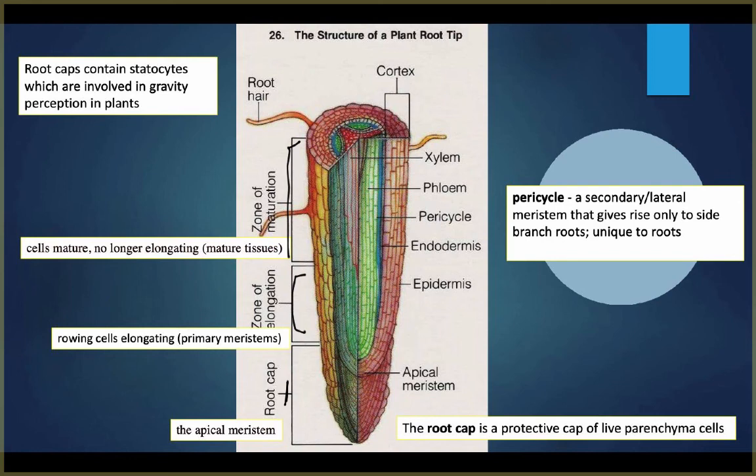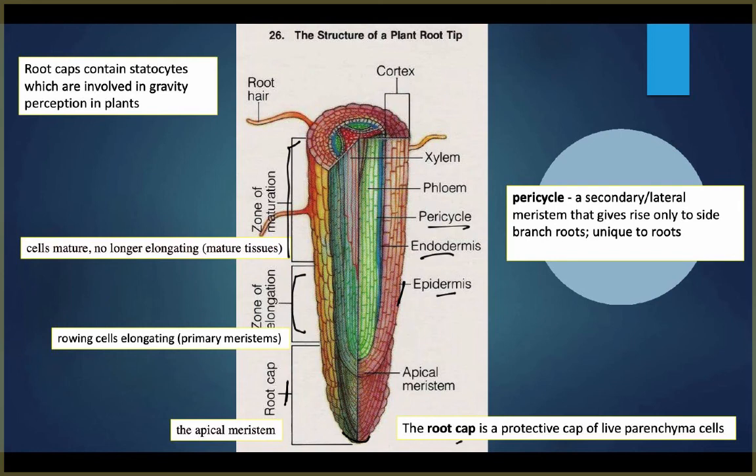Now this tip or cap here, the root cap, is actually protected by a layer of live parenchyma cells down here. And basically when you're looking through here, you can see the different areas. You have the inside, which is the endodermis, the epidermis on the outside, and in between. A little bit farther, as you get into the center, you have the pericycle. And this is just the secondary lateral meristem that gives rise not only to the side branch roots, but is unique to the root itself.